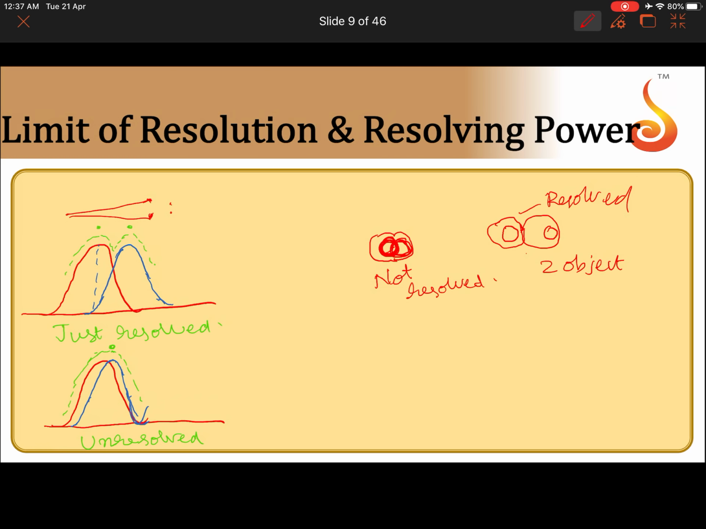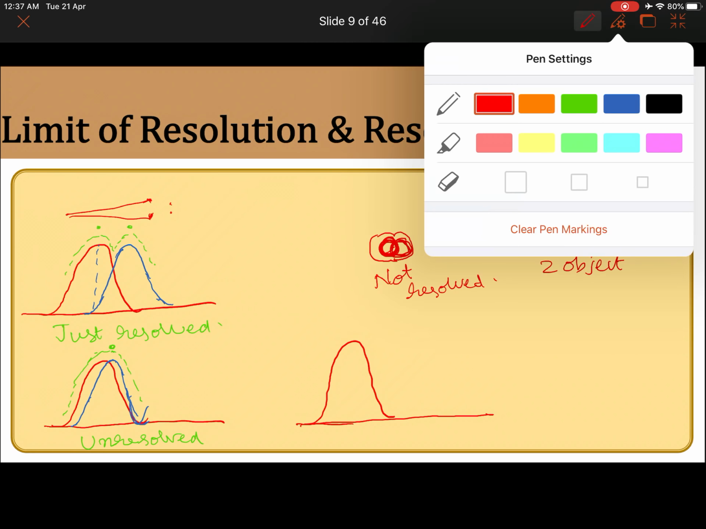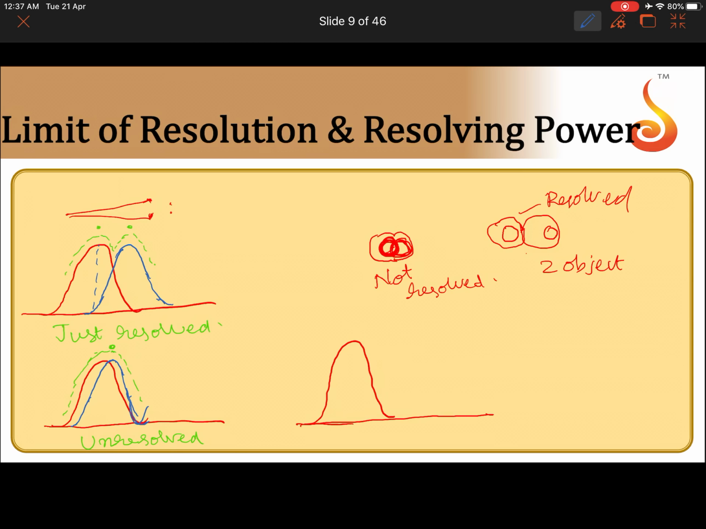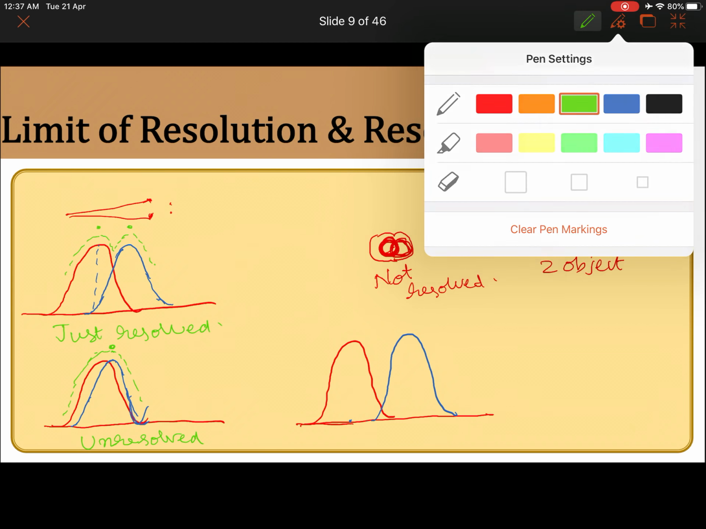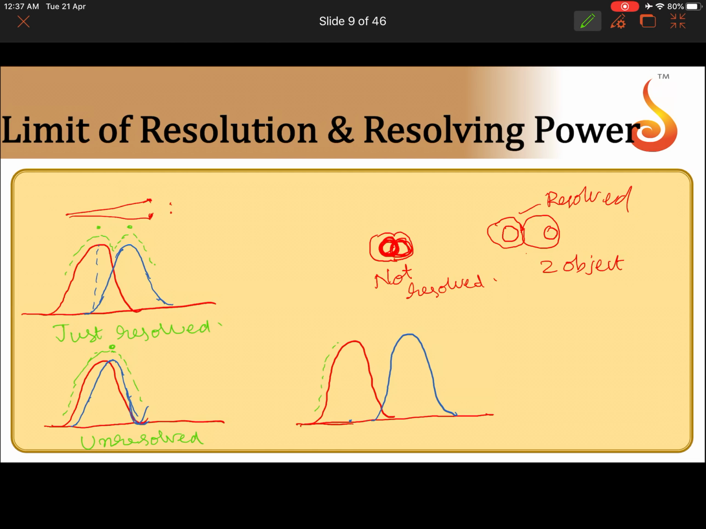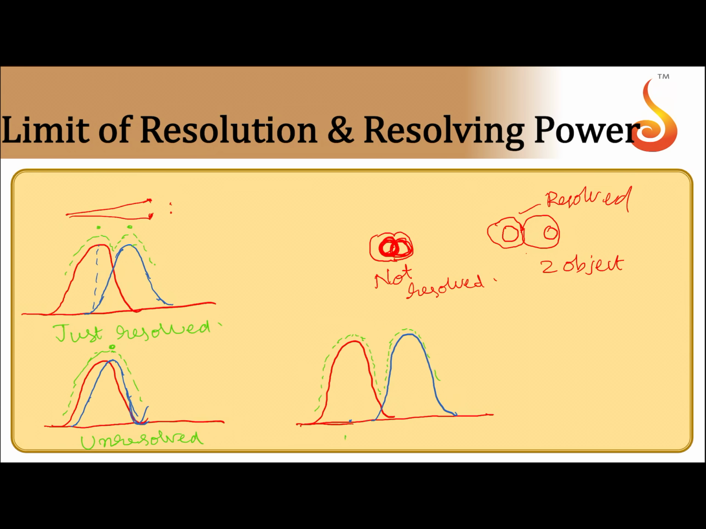Now if we consider a case where the central maximum of the first one is like this and the central maximum of the second one is here, it is just resolved. If it is beyond this, then you have very clear separate images. Here it is just resolved, you are just able to see two objects. Here you are able to see two objects clearly, they are widely separated. So in this case we say they are well resolved.